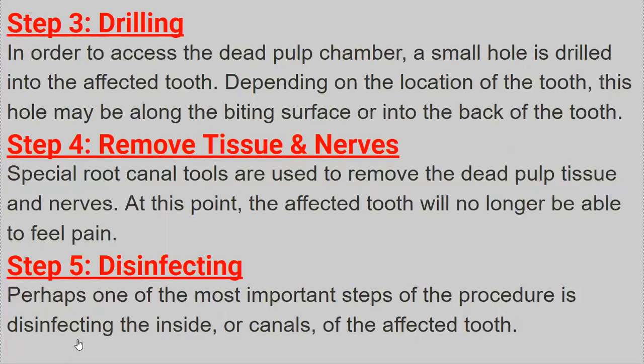Step 4 is removing tissue and the nerves. So special root canal tools are used to remove the dead pulp tissue and nerves. At this point, the affected tooth will no longer be able to feel pain at all. Step 5, disinfecting. This is one of the most important steps in the procedure, disinfecting the inside of the tooth, the canal.